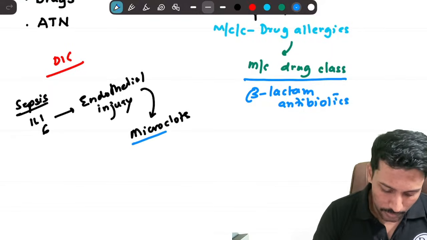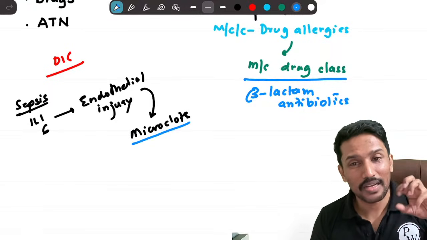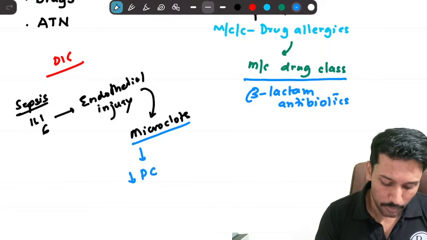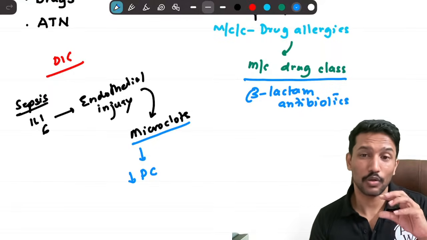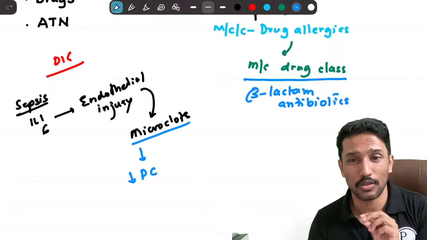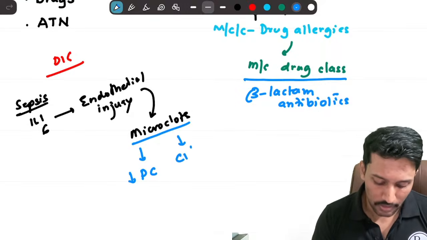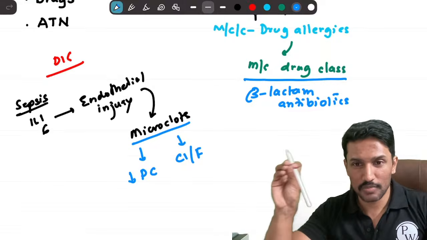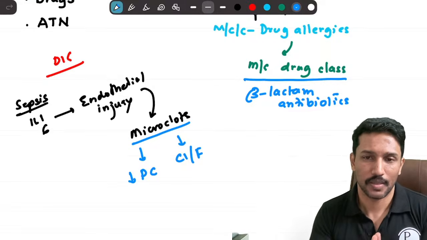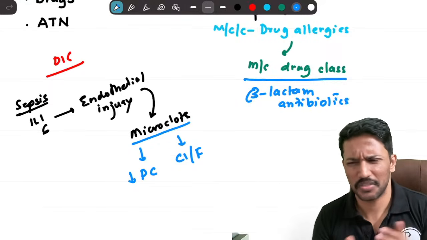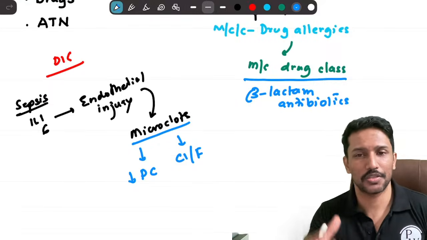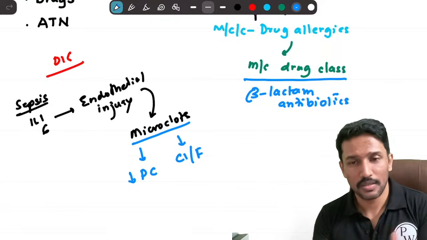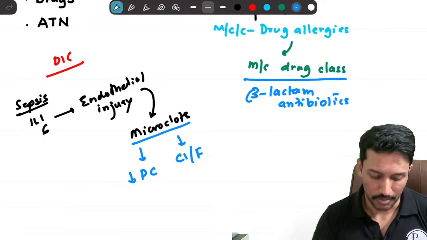And here again, because microclots are happening, the platelets are getting used up in forming these clots. Because of that, you will have a decrease in platelet count. Also the coagulation factors are getting used up in forming these clots, so you have a decrease in clotting factors as well. Because you're losing the clotting factors, despite developing these microclots in blood vessels, patients start bleeding. They may even bleed to death, which is a very difficult to manage complication of systemic inflammation that we see in ICU. So as part of this, patients might develop acute kidney injury.